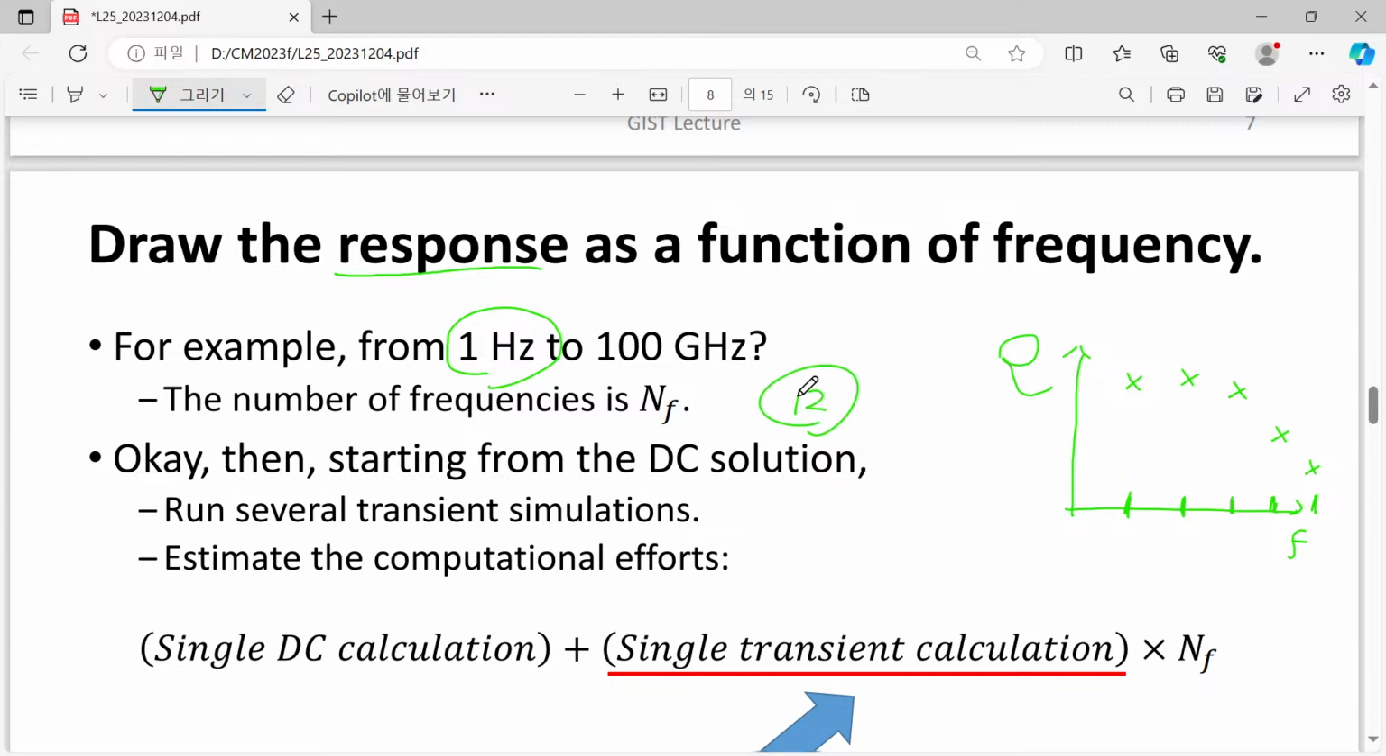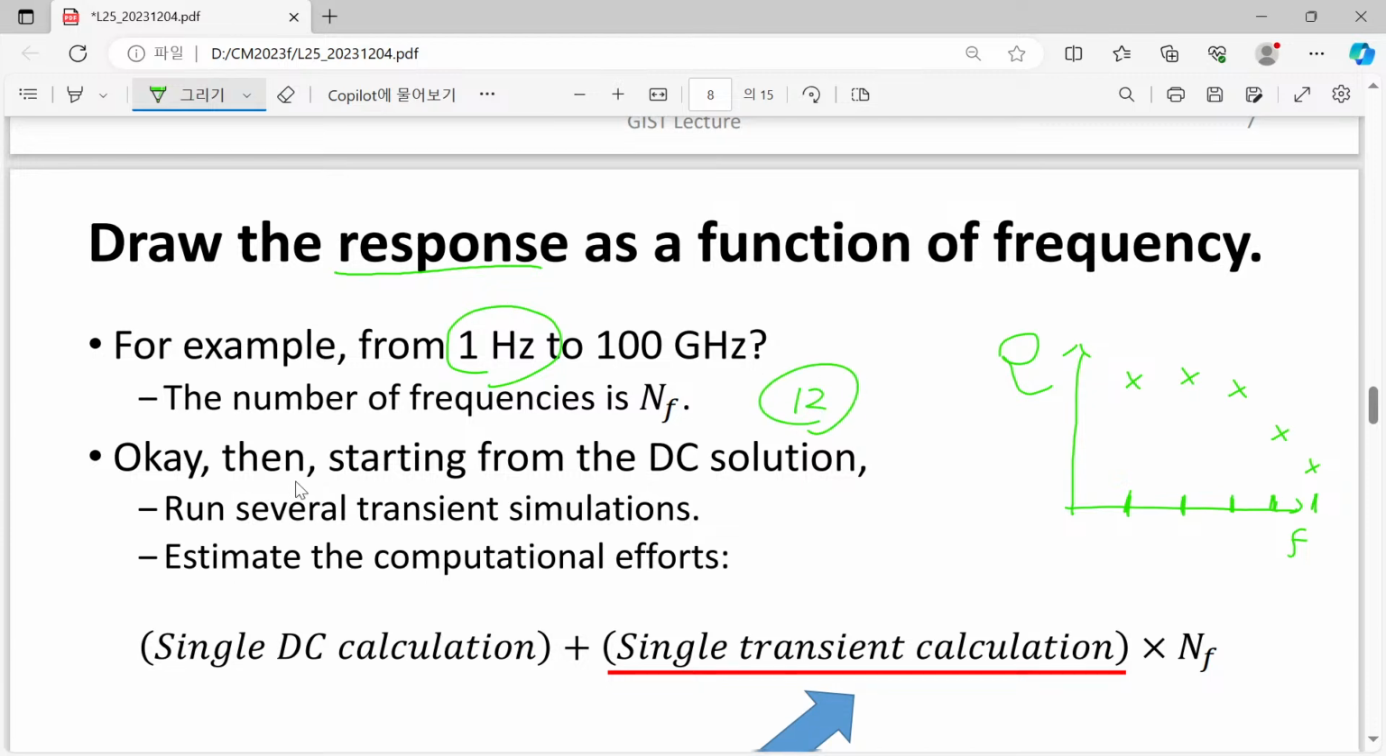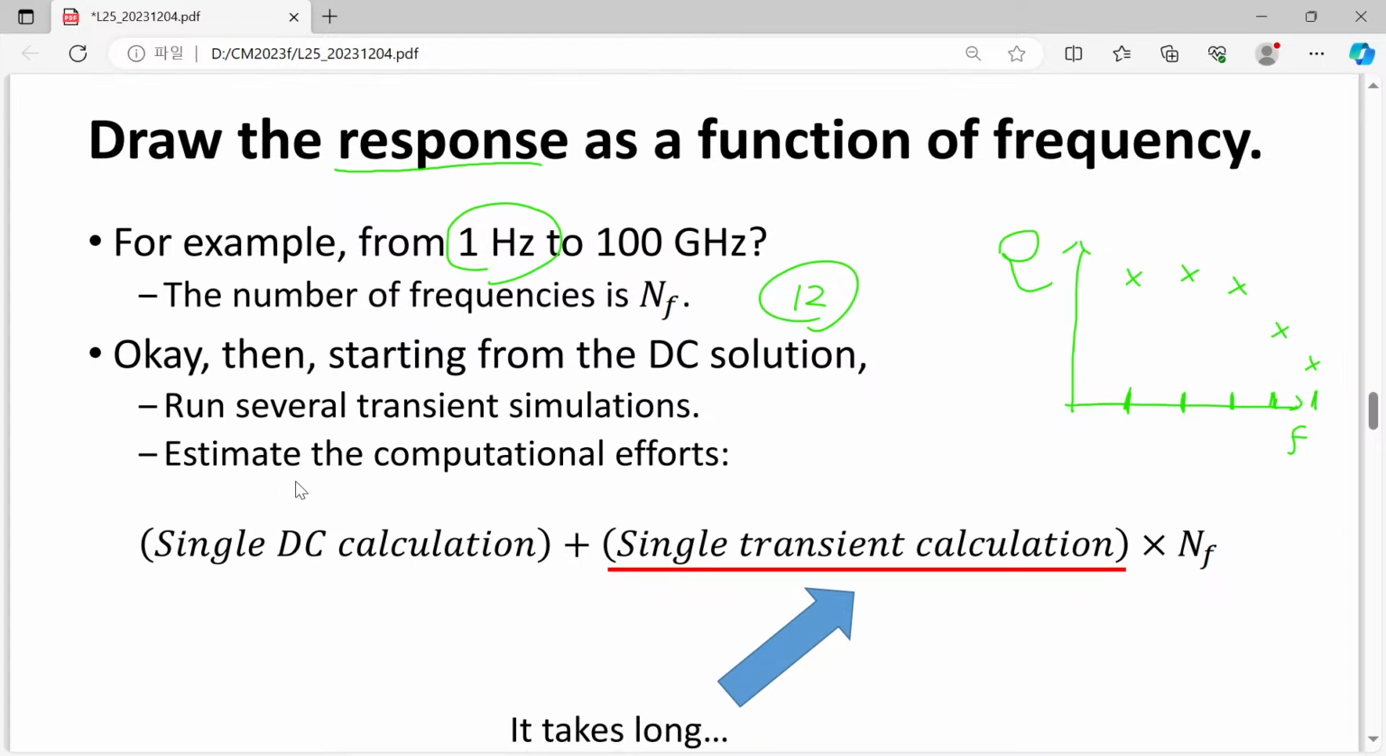Now, using our transient capability, let's try to calculate all kinds of these things. How can you do that? First of all, you must prepare a certain DC solution. The DC solution can be calculated only once. You don't have to do it many times, just calculate the DC solution and store it.